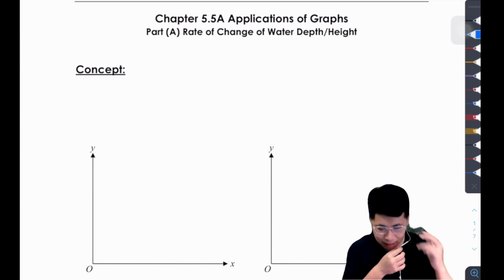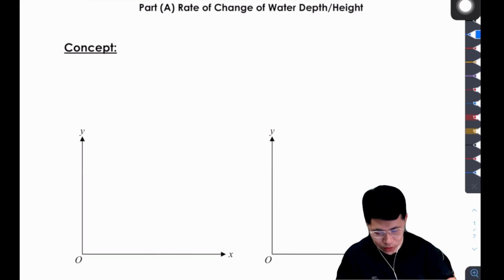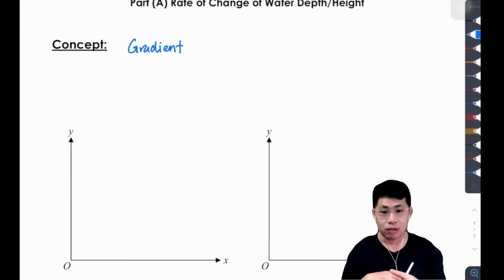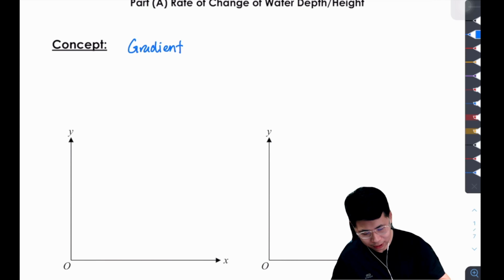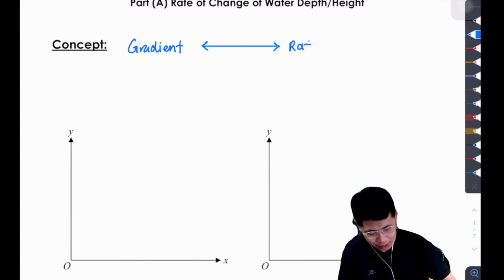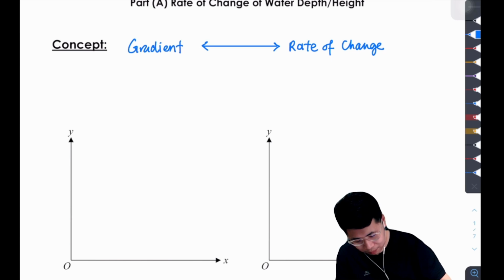So the concept here that we are going to look at is the concept of gradient, because gradient is actually what we call the rate of change. So the gradient is the rate of change of y against x. I'm going to put here: rate of change.